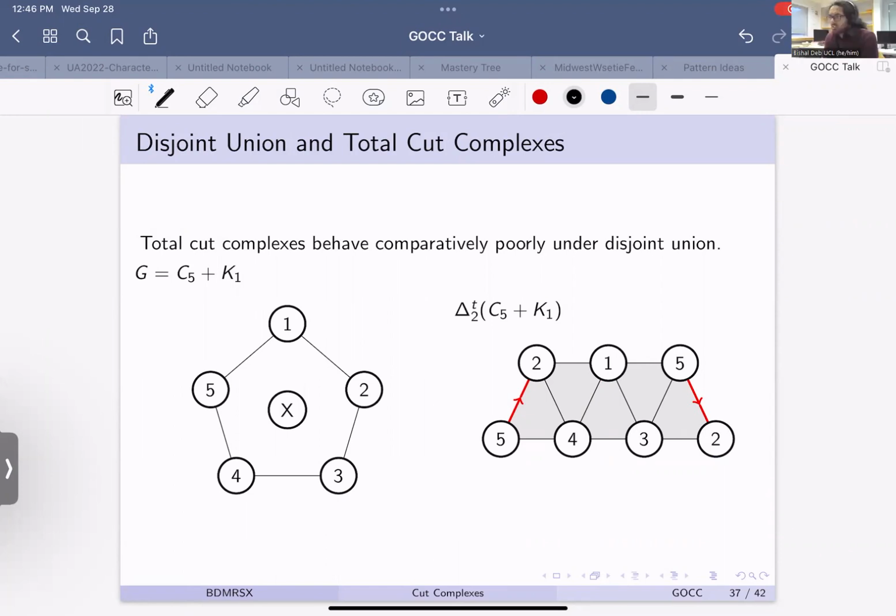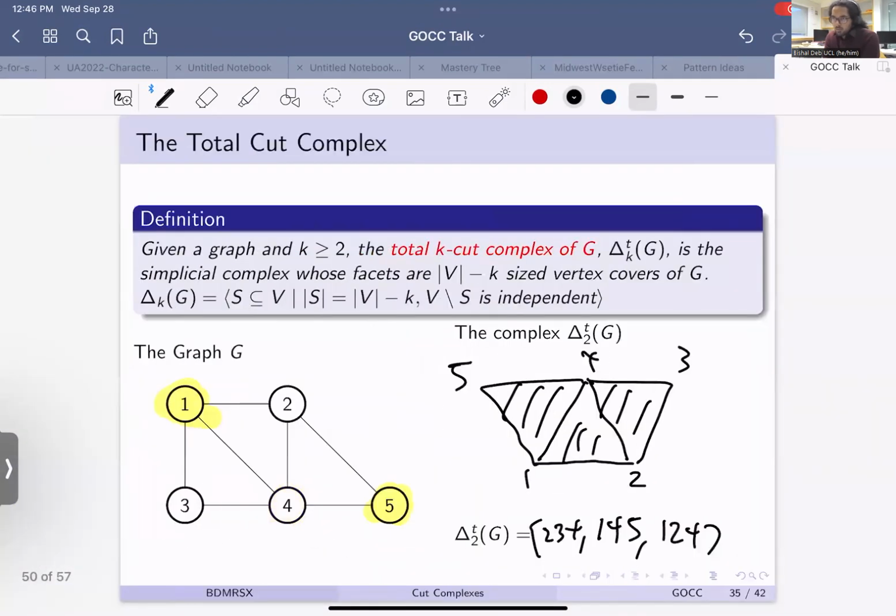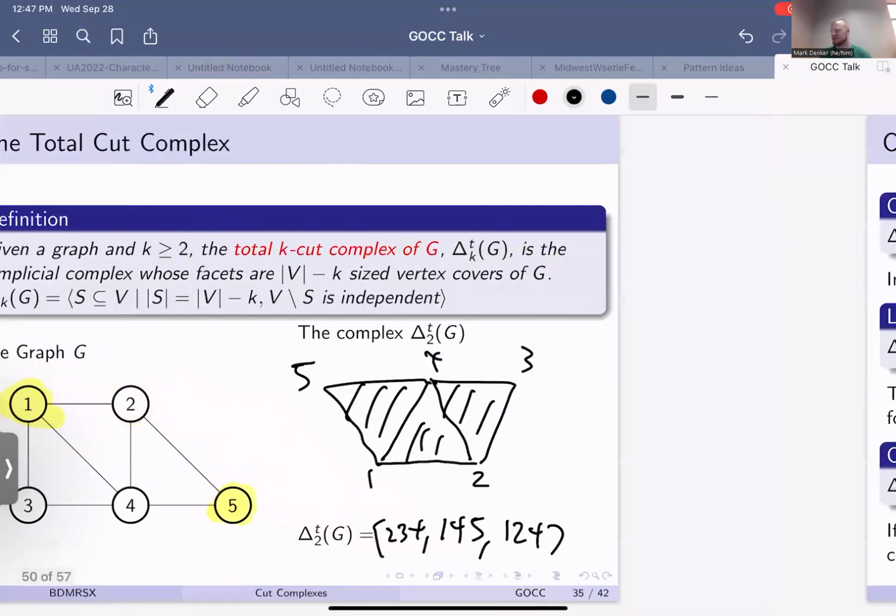Hi. So just to clarify, the difference between a cut complex and the total cut complex is that for a total cut complex, you want the complement to be an independent set, whereas for a cut complex, you just want it to be disconnected. Is that correct? Right. Precisely. Thank you. Yeah, so that's precisely the difference.